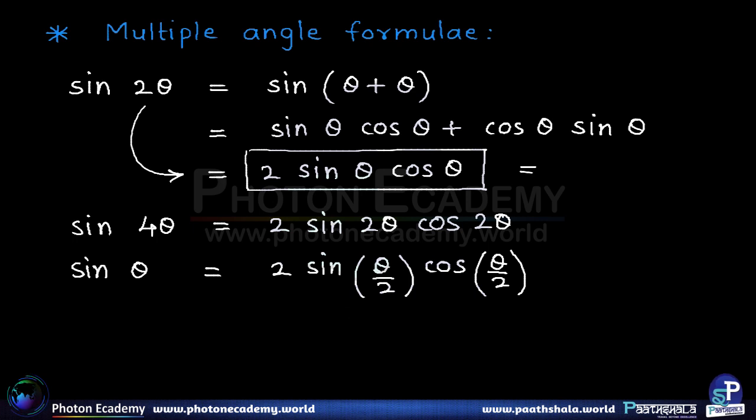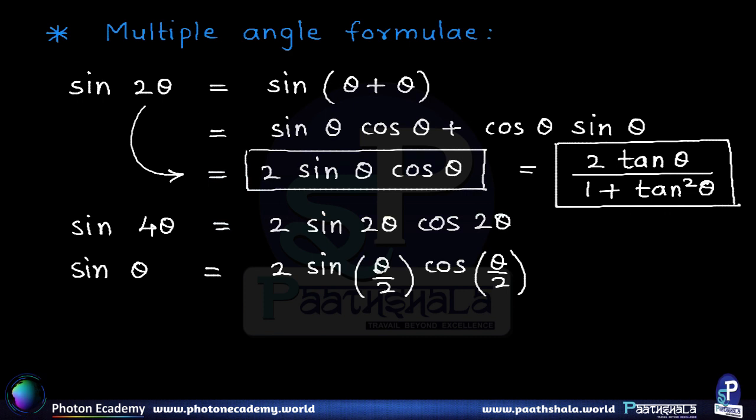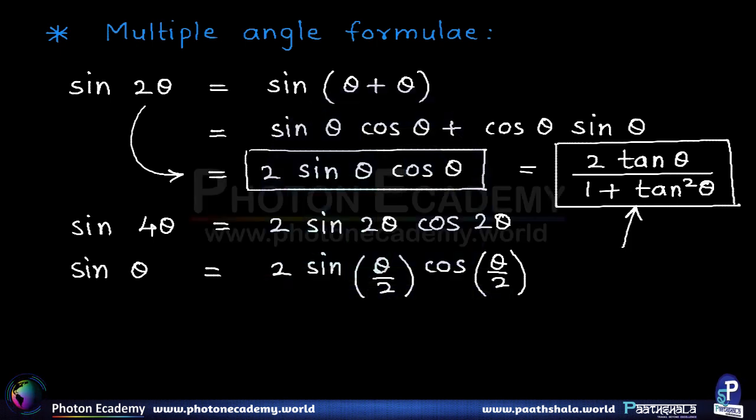Now it can be easily proven that 2 sin theta cos theta can also be written as 2 tan theta upon 1 plus tan square theta. So that is, sin 2 theta can be expressed in terms of tan of theta also, and we can easily prove this with the help of known identities. That is, if you look at the denominator, 1 plus tan square is nothing but sec square, so we get 2 tan theta upon sec square theta, and converting into sin and cos, we will get back the result 2 sin theta cos theta. So that's the way to get the expression for sine of 2 theta.